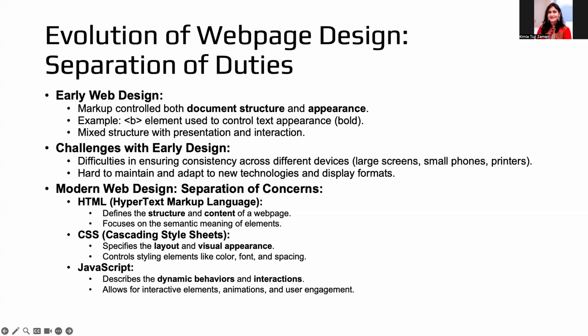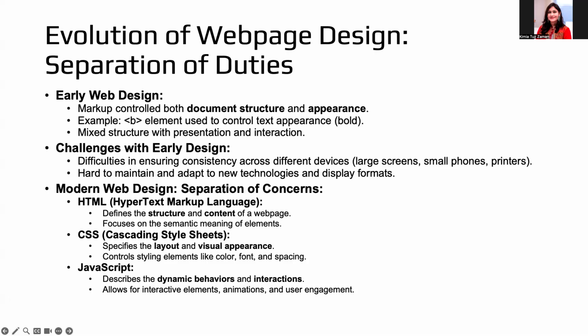In the early days of the web, HTML controlled both structure and appearance of web pages, with no clear separation between content and presentation. For example, using the b tag to make text bold directly mixed formatting with the content, making the code harder to maintain and less flexible. As more devices like desktops, mobile phones, and printers appeared, consistency issues grew, and updating design meant repeatedly editing the same code, which was time consuming and difficult to adapt to new display formats and technologies.